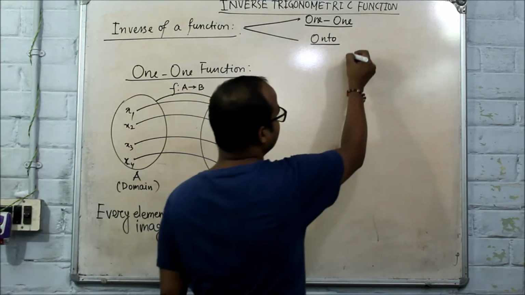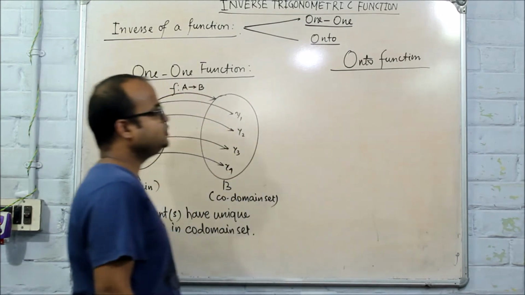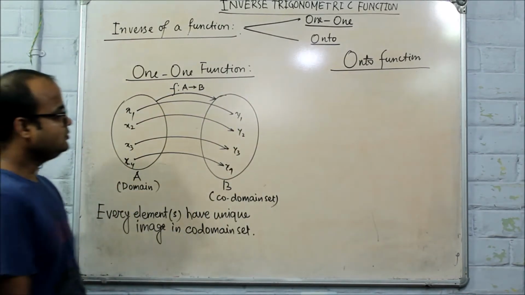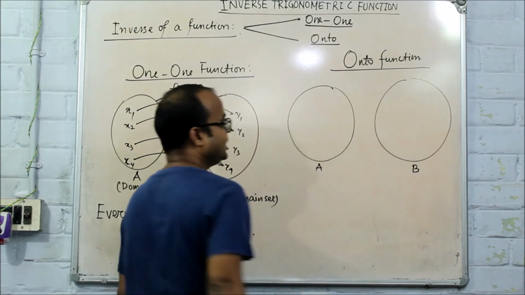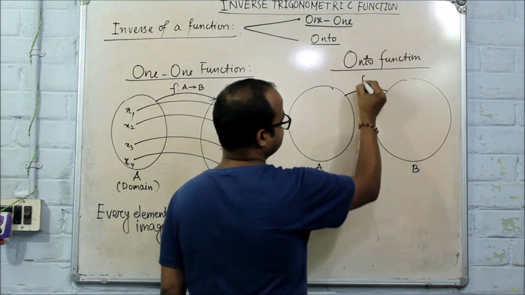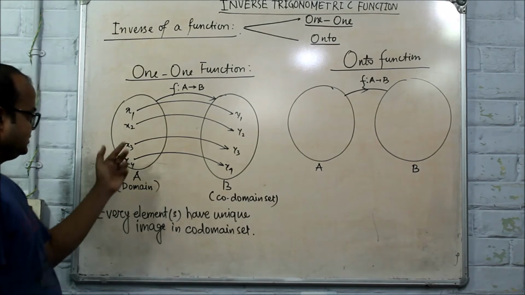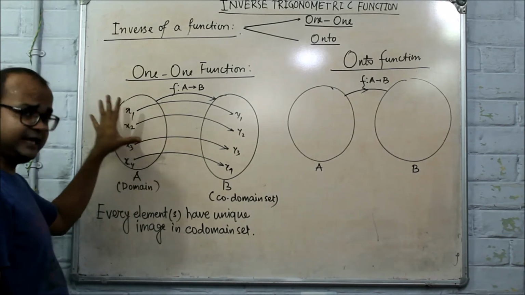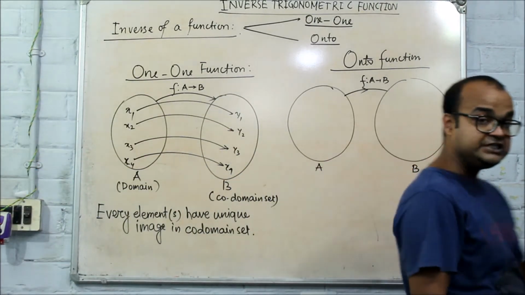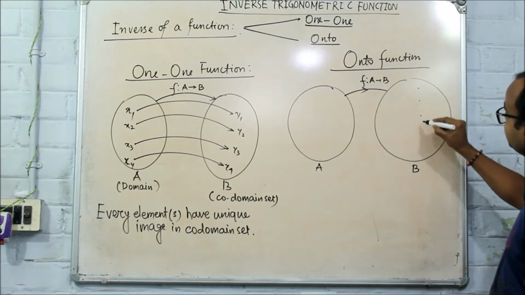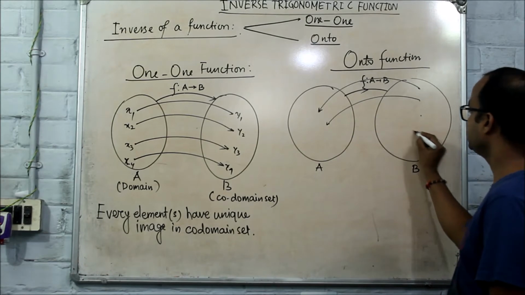Moving on to onto function. Again, we consider two sets A and B. f maps from A to B. Now, in a 1-1 function, we are checking that every element of set A, that is the domain set, has its unique image in B. Now, in an onto function, we check whether every element of the codomain set has its pre-image in the domain set.